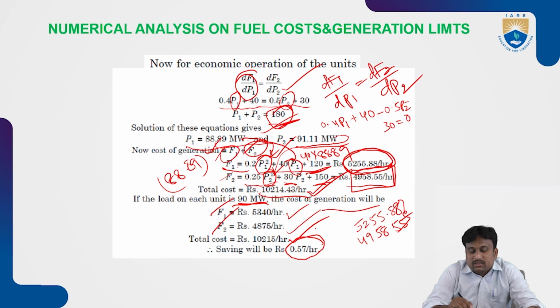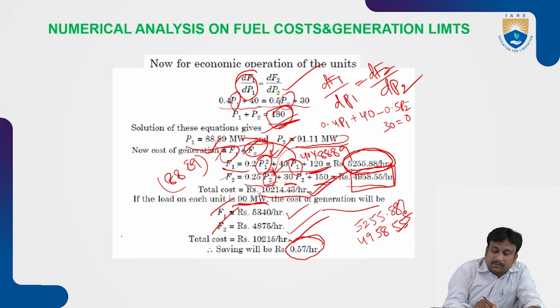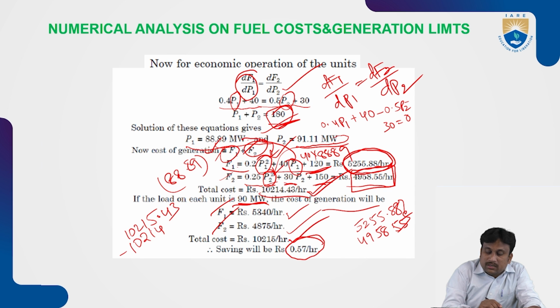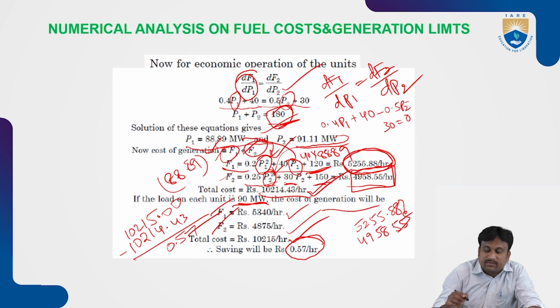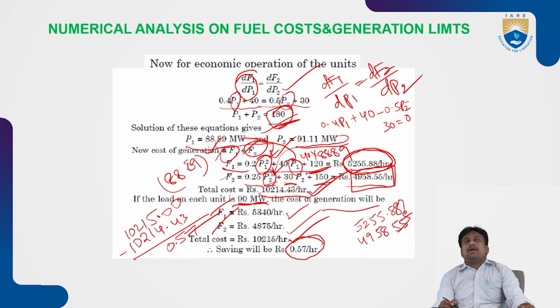hour. How can we obtain this one? Now you subtract this one, 10,215 minus 10,214.43. This is about 10,215. That means you are getting a final saving of about 0.57 rupees per hour. This is the amount we may save with these total costs.